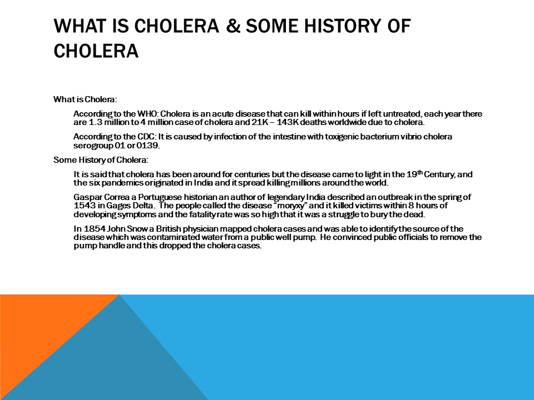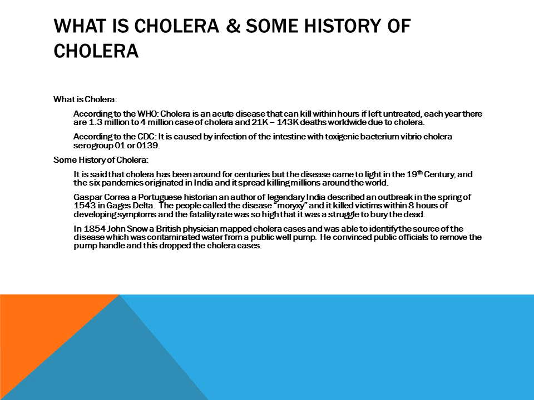Some history of cholera: it is said that cholera has been around for centuries, but the disease came to light in the 19th century. The six pandemics originated in India, and it spread, killing millions around the world. Gaspar Correa, a Portuguese historian and author of Legendary India, described an outbreak in the spring of 1543. The people called the disease Moraxi, and it killed victims within 8 hours of developing symptoms. The fatality rate was so high that it was a struggle to bury the dead.